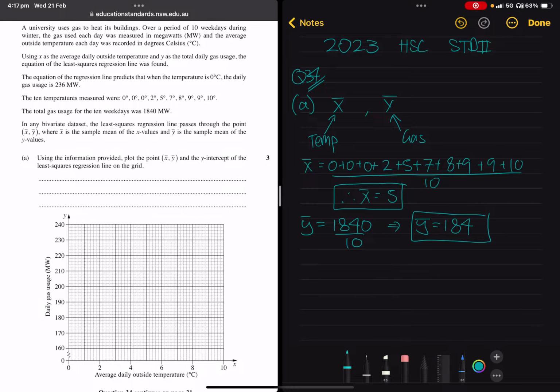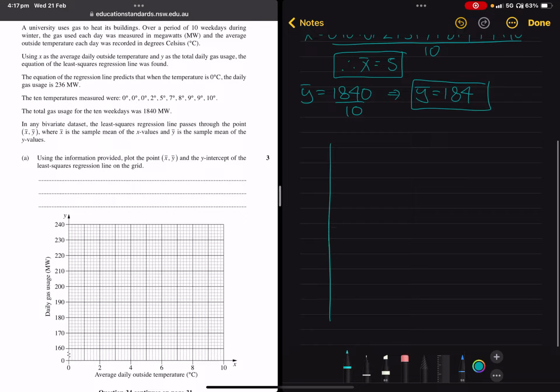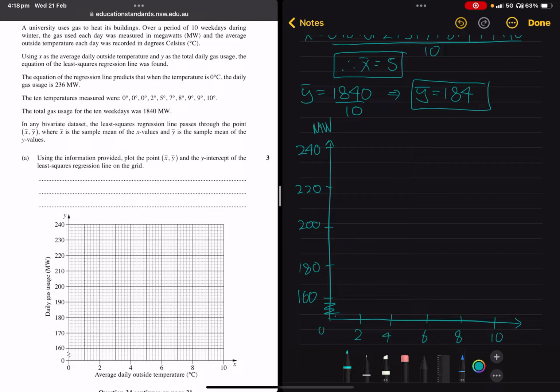So now we've got the x bar, the y bar. So let's reproduce our graph. It goes up to 10, 8, 6, 4, 2, 0. This starts at 160, so this is an unscaled graph in a sense. This is 240, in between we've got about 200, then we've got 220, and then we've got 180. So this y is the megawatts used, and x is the temperature, degrees Celsius.